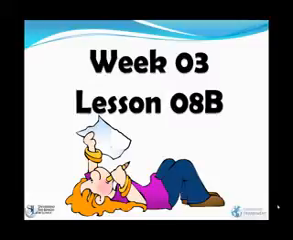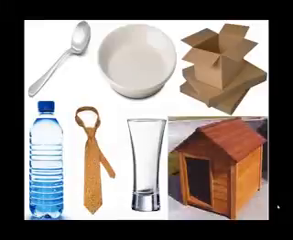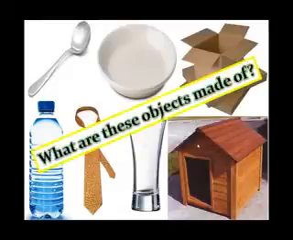Let's start this lesson by looking at some pictures. Some of them may be familiar to you. The first picture we have is a spoon, a bowl, a box, a bottle of water, a tie, a glass, and a dog's house. What are these objects made of? What are the materials people use to make these objects? Do you have an idea? So let's start learning.